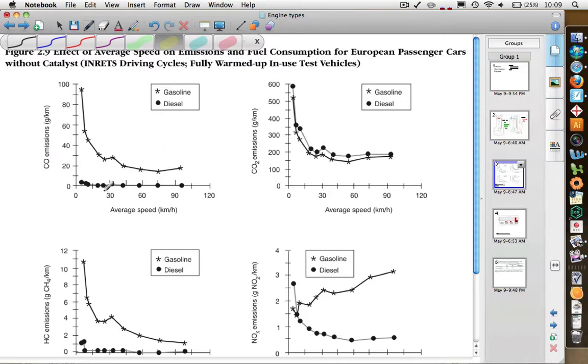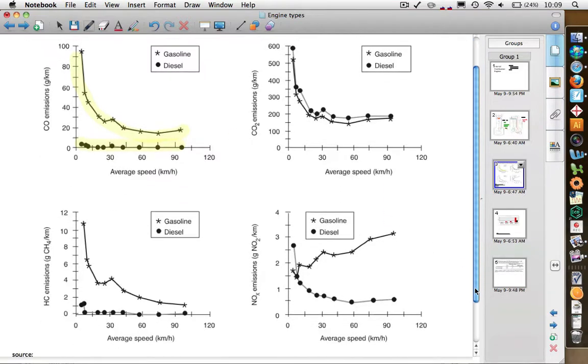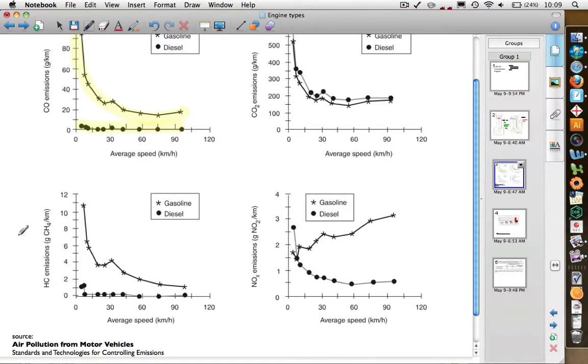So again, this is average speed versus time. Gasoline, whoa, that's way more carbon monoxide emissions than the diesel emissions. It's pretty noticeable. Going down to the bottom, looking at hydrocarbons and NOx. Hydrocarbons, again, gasoline tends to be way more than diesel, for the same reason that we were talking about. And then if you look at NOx, at least at lower speed, gasoline tends to be much higher.